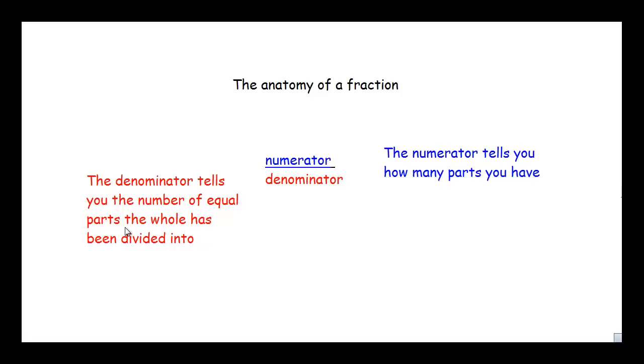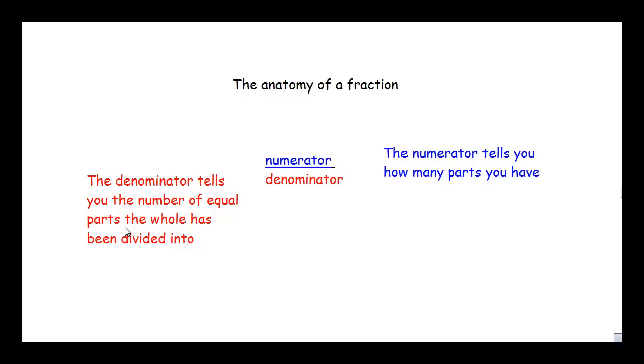We're getting ready to start Chapter 2, which is all about multiplying and dividing fractions. But before we start this chapter, I just wanted to take a moment to review the anatomy of a fraction. The numerator is the number that is on top in a fraction, and it tells you how many parts you have or how many parts you're interested in.